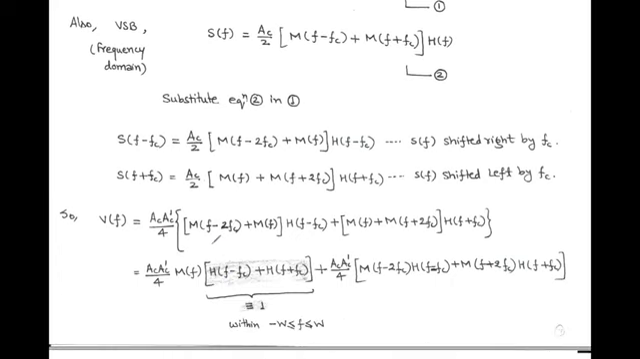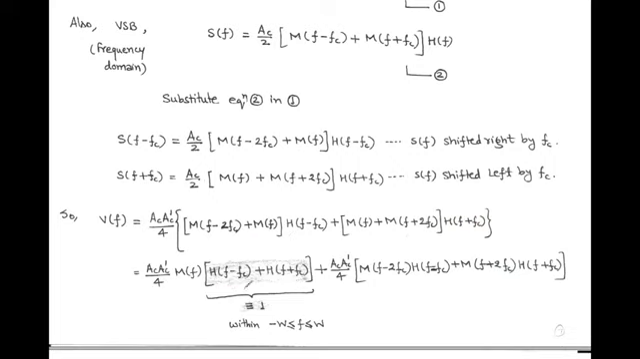Ac' upon 4 within bracket M(f minus 2fc) plus M(f) into H(f minus fc) plus within bracket M(f) plus M(f plus 2fc) into H(f plus fc). And after rearrangement, we get two terms.